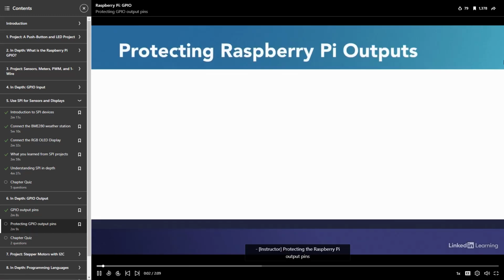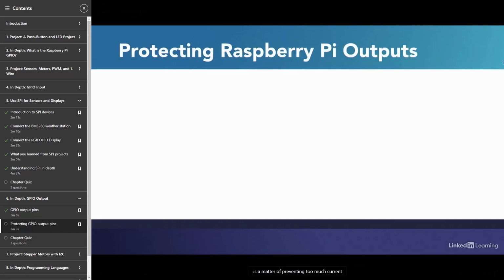Protecting the Raspberry Pi output pins is a matter of preventing too much current from being drawn through the GPIO. This could happen, for example, when you might be controlling a motor. There are 2 ways to protect against this: a custom-built circuit or a commercial hat or hardware attached on top.